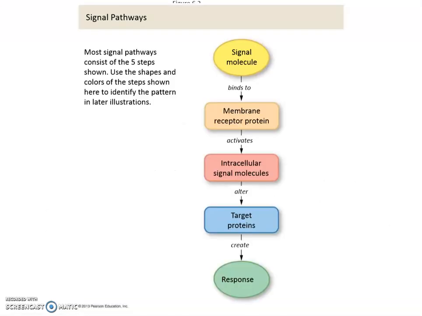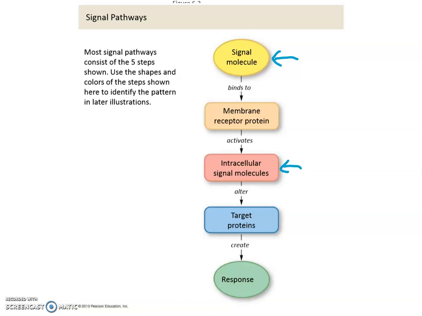Now let's take a look at a generic signaling pathway. So here is the signaling molecule. That's the neurotransmitter or the hormone, and it binds to its receptor. Now, once that interaction has happened, something needs to be communicated to the interior of the cell. And so these intracellular signaling molecules, they form basically a cascade.